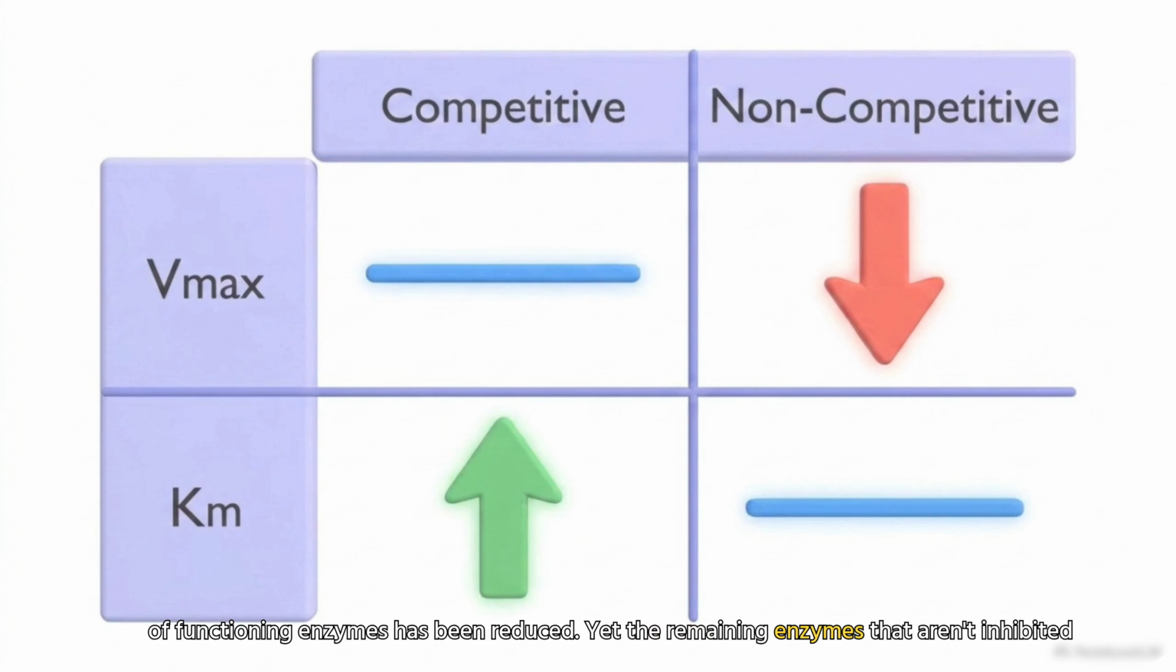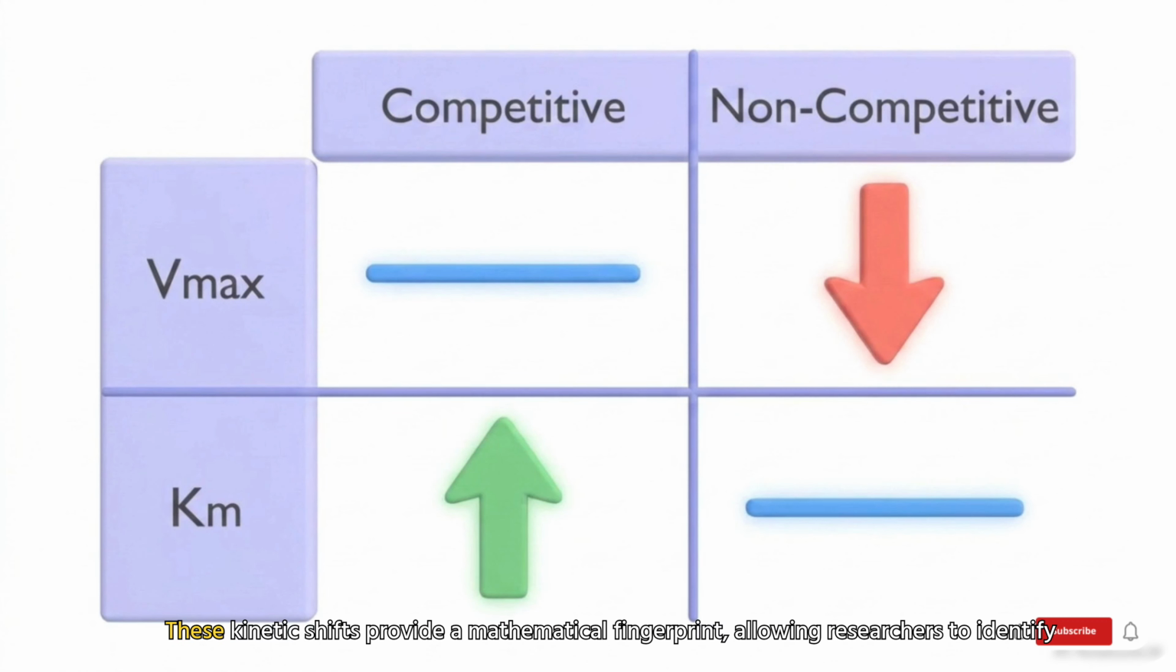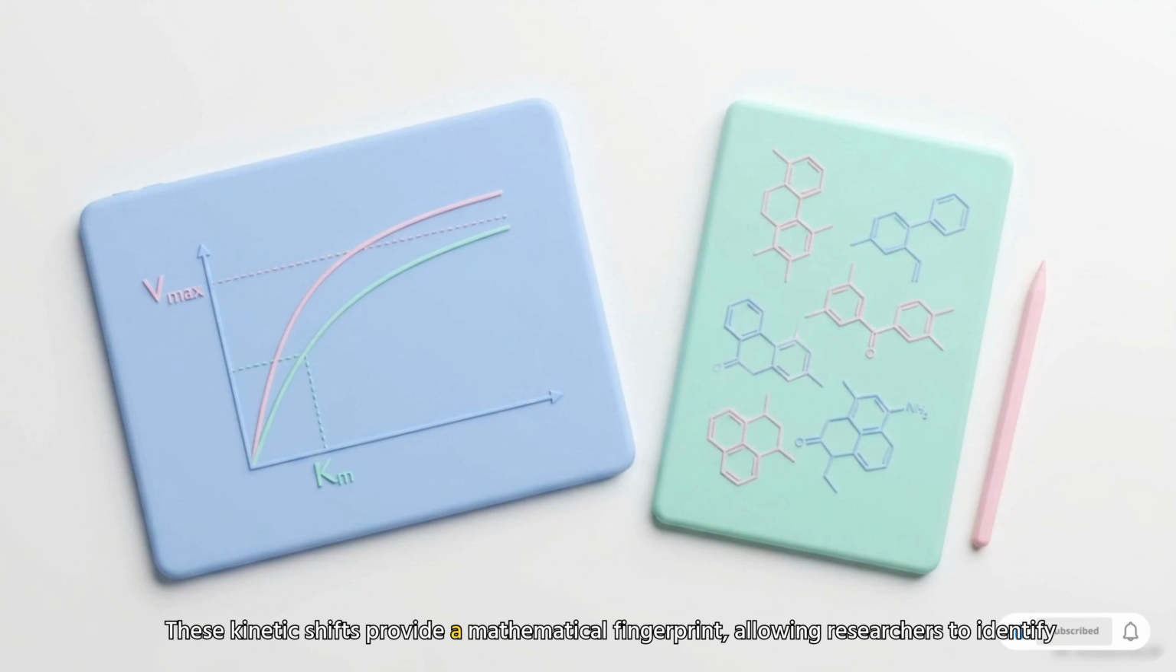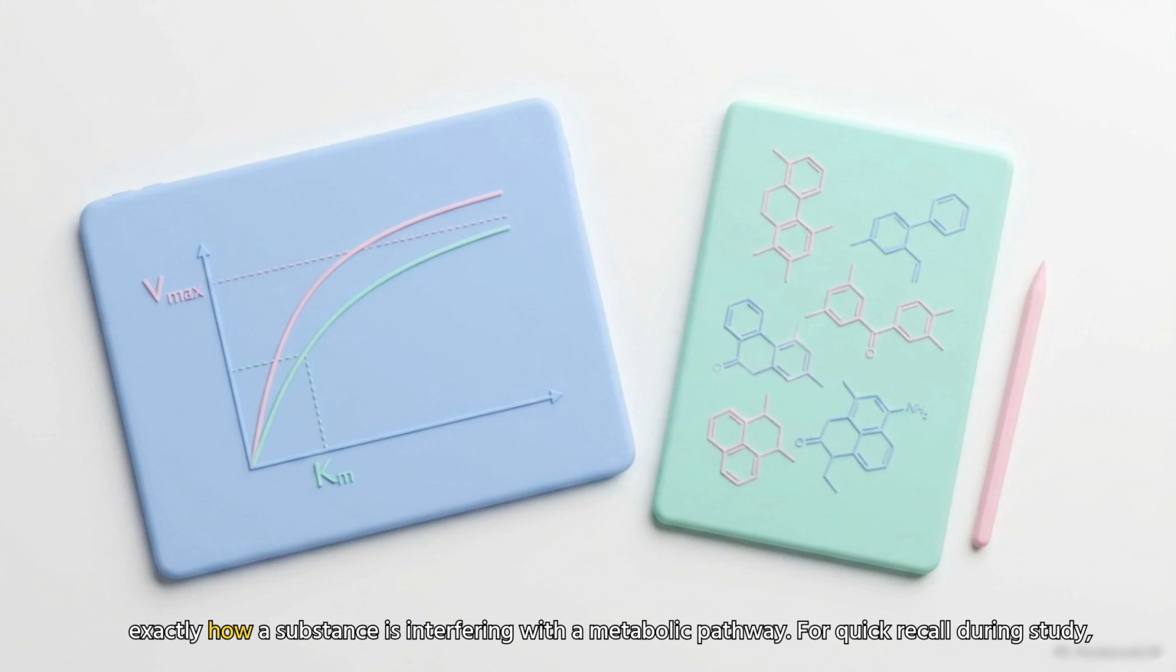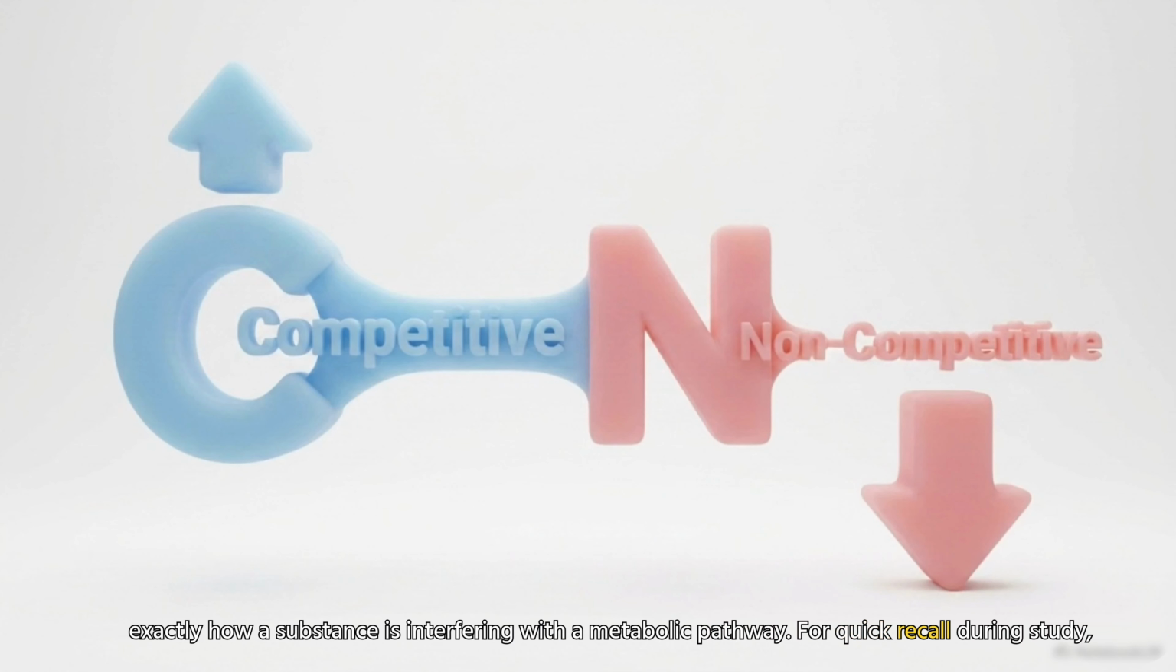Yet the remaining enzymes that aren't inhibited still bind to substrates just as easily as before, so the Km remains unchanged. These kinetic shifts provide a mathematical fingerprint, allowing researchers to identify exactly how a substance is interfering with a metabolic pathway. For quick recall during study, competitive means a climbing Km, while non-competitive means Vmax takes a nosedive.